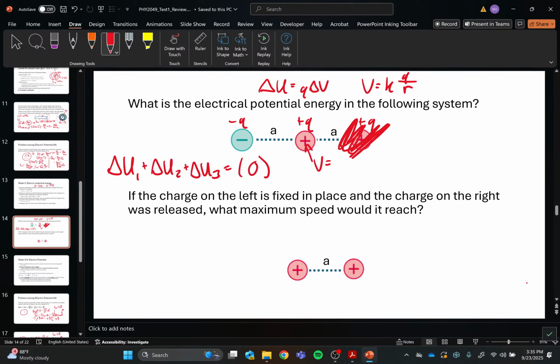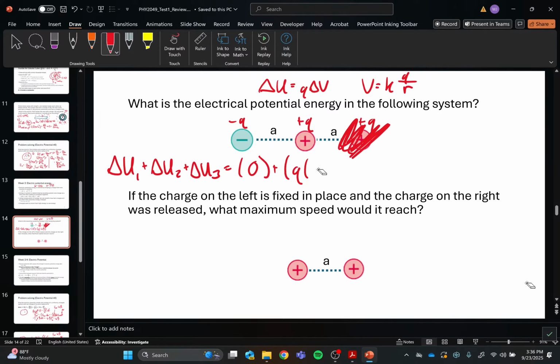KQ over R. So it makes some voltage here. How much voltage does it make? And I'll kind of write it down here. Plus Q times negative KQ over R. Now this should hopefully look familiar. Remember the energy between two charges is just K, Q1, Q2 over R. That's where that comes from.